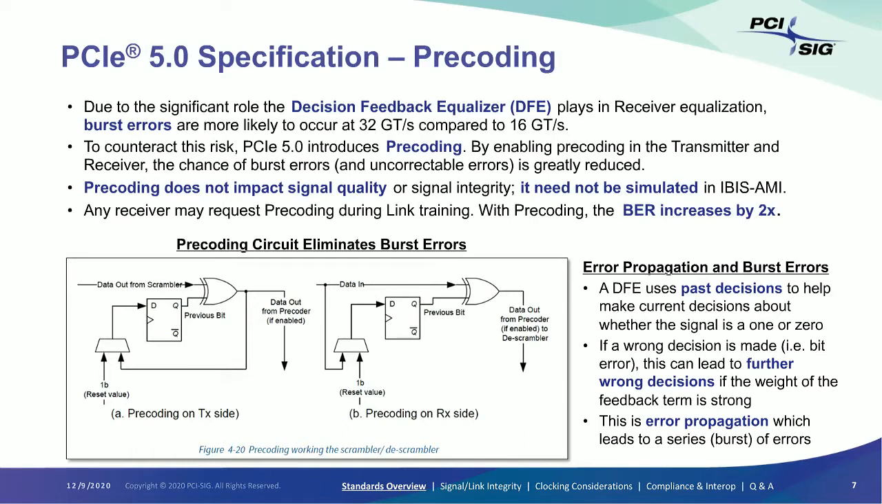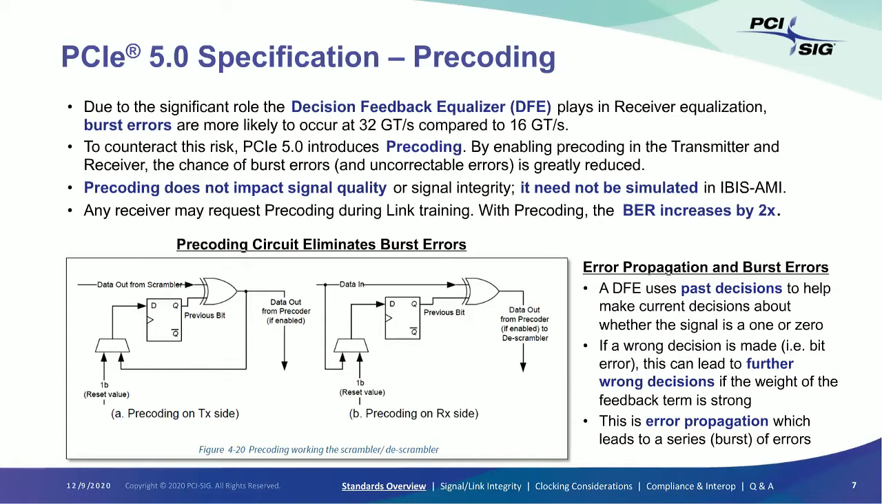And this is a concept known as error propagation, where a previous wrong decision leads to further wrong decisions. Another term for this is burst errors, where you would make potentially one error, and then that one error would cause subsequent errors, subsequent multiple errors that could significantly impact link performance.